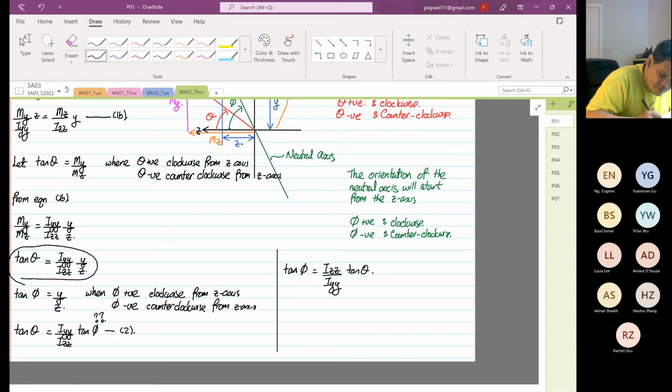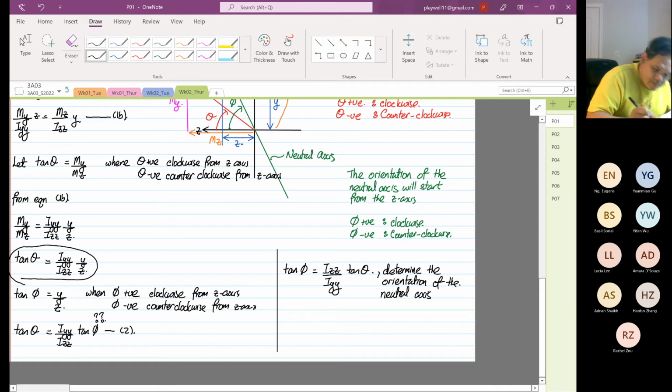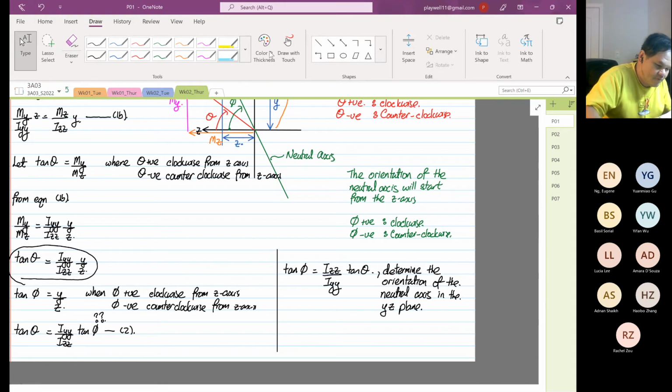So this expansion is to determine the orientation of the neutral axis in the YZ plane. Okay, so this is the formula.